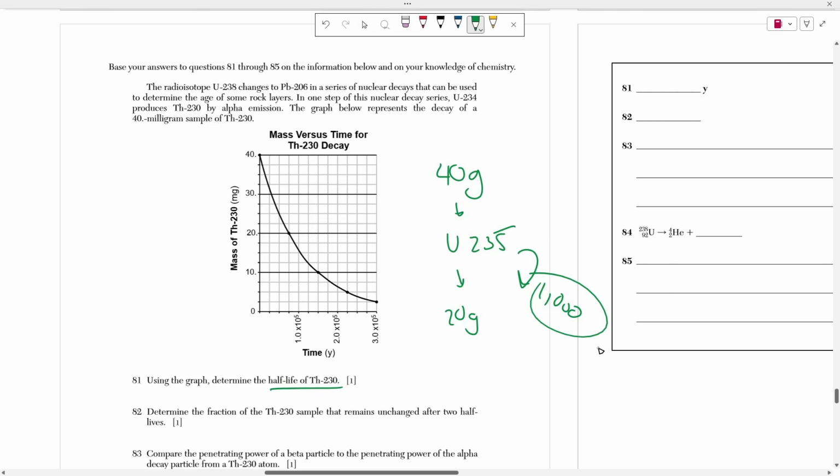All right. So let's look at this graph. It tells you the mass versus the time. So here I start off at 40 milligrams. All right. Well, what's half of 40? Half of 40 is 20.